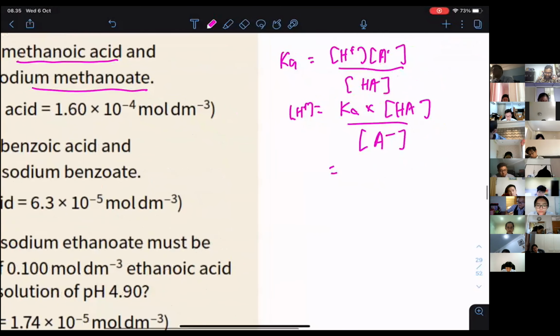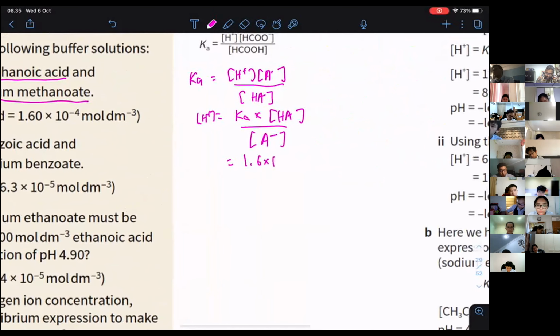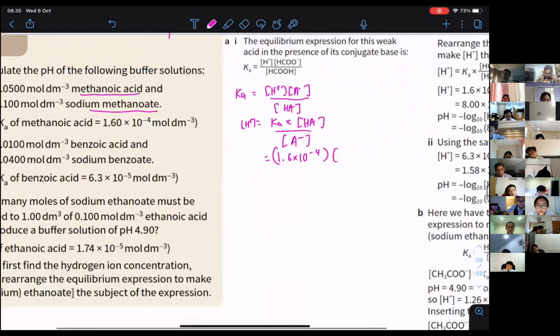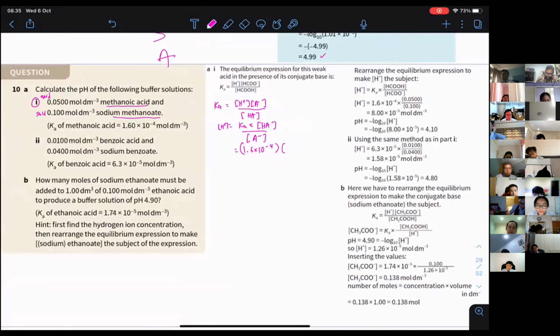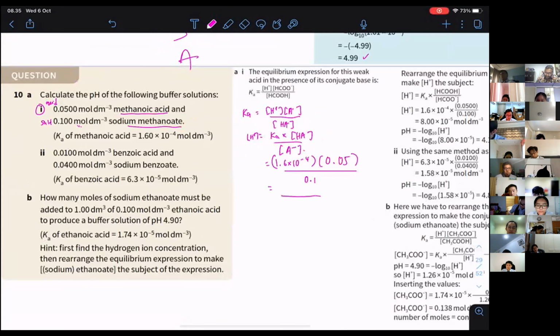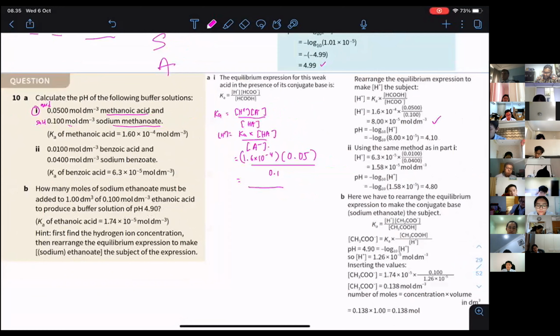Ka is 1.6 times 10 negative 4. And then the HA is going to be the concentration of the acid, so 0.05. The concentration of the A minus is directly from here, so it's going to be 0.1. And you will get a value, and then you can calculate the pH. Quite simple.